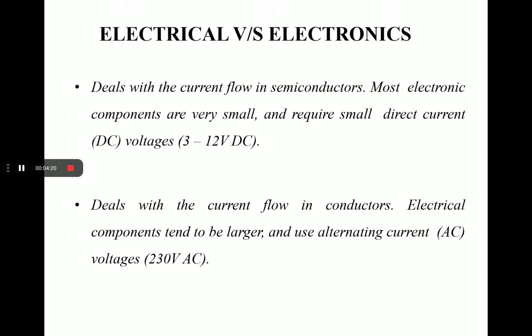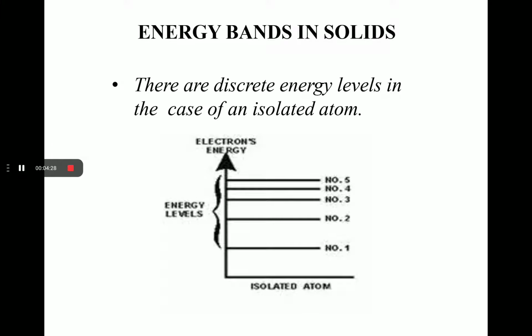We already said that the branch of electronics deals with semiconductors. So we are going to study about semiconductors. A semiconductor is a substance which has resistivity in between conductors and insulators. Conductors have low resistivity and a semiconductor has resistance in between insulator and conductor. So the main property of semiconductors is that resistivity is less than an insulator but more than a conductor.